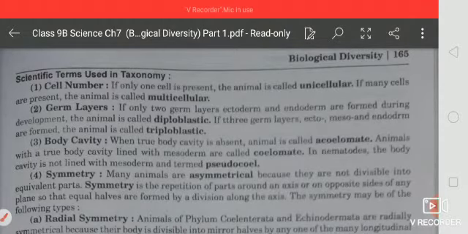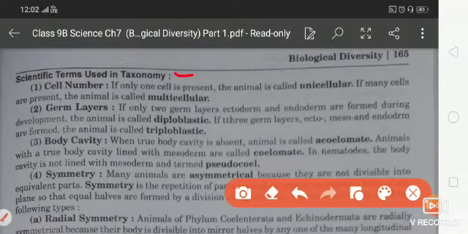Welcome to the class. Students, in our previous video, we had discussed the classification chart of the animal kingdom. Now, some scientific terms which are used in taxonomy we will study today. So that is cell number. You know that the animals which have one cell are called unicellular, and more cells are multicellular.